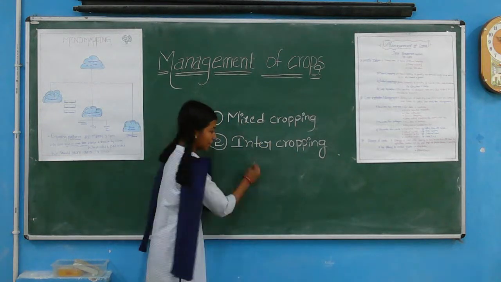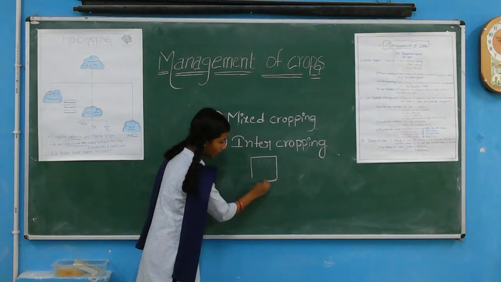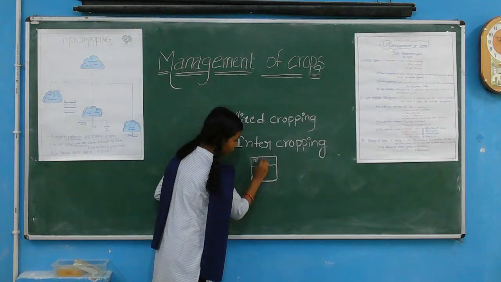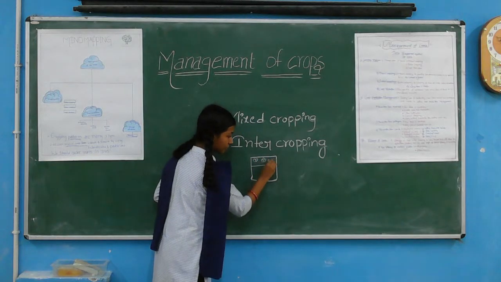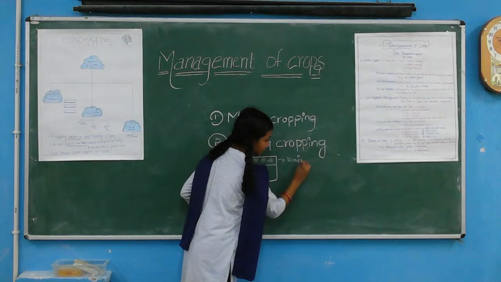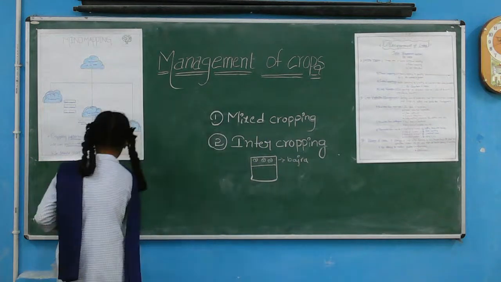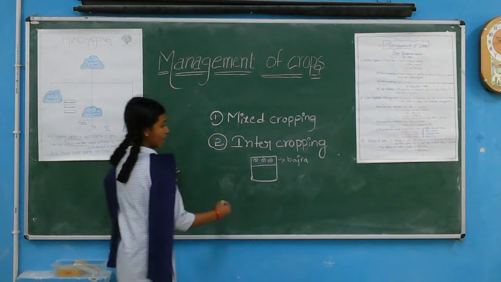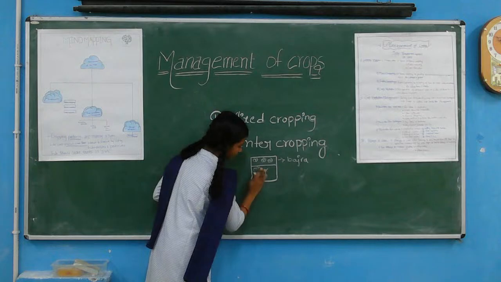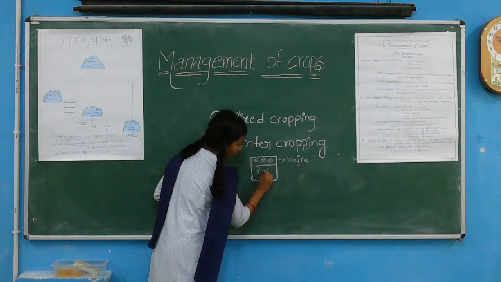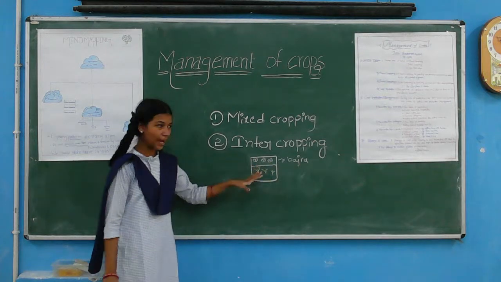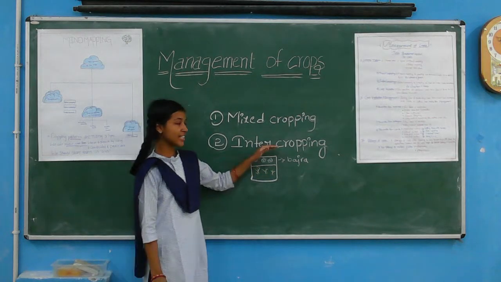For example, we can see a picture of intercropping here. This is the millet crop, which is commonly known as bajra. And the next one, that is cowpea. These are the types of crops which we plant in a definite pattern. So that's why it is called intercropping.